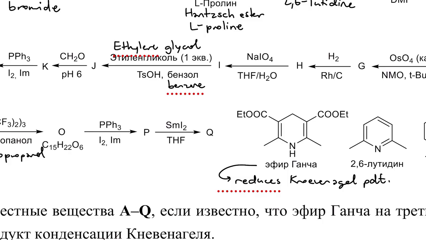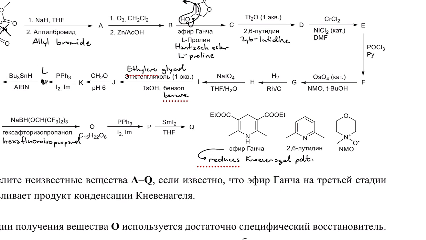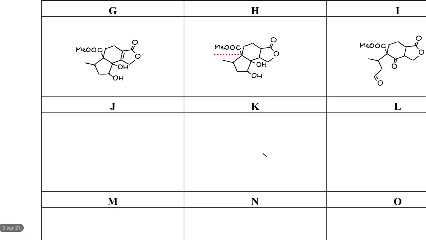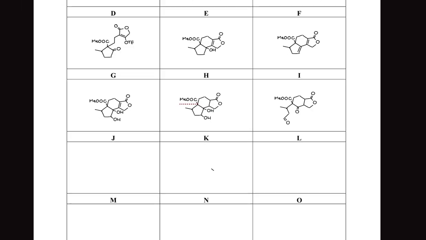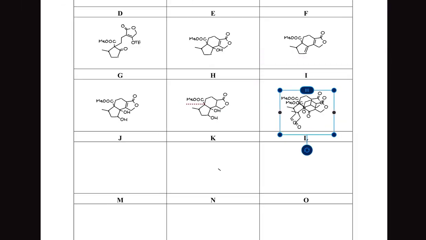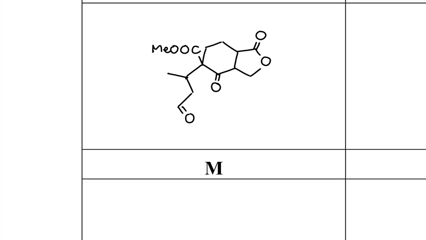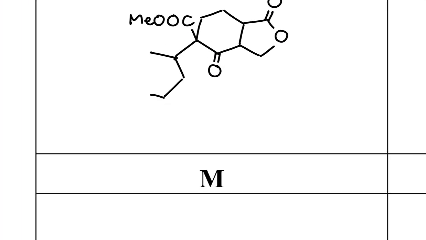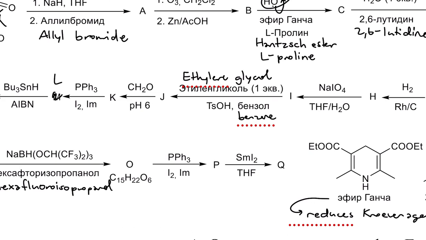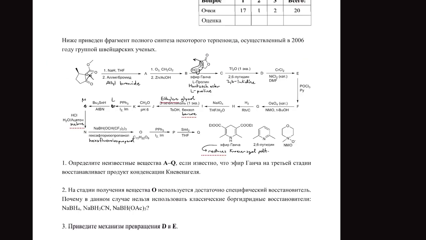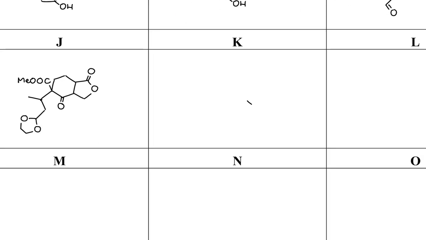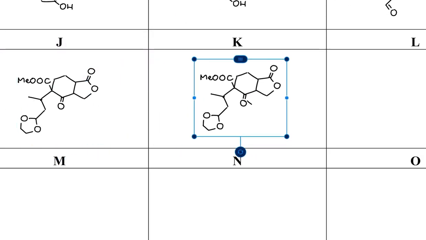Then we treat it with ethylene glycol in the presence of an acid. So that of course will be protection of our aldehyde right here. So it's going to be something like this. Okay, we treat it with formaldehyde in a slightly acidic environment.